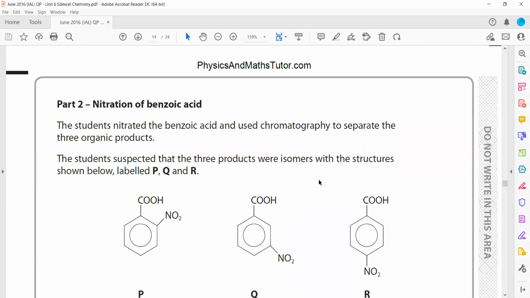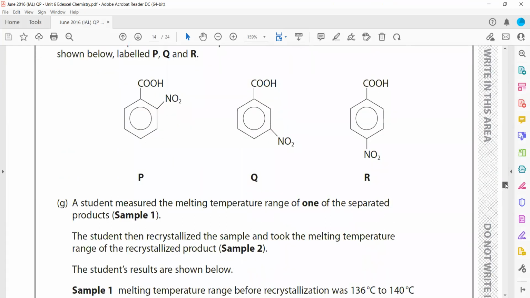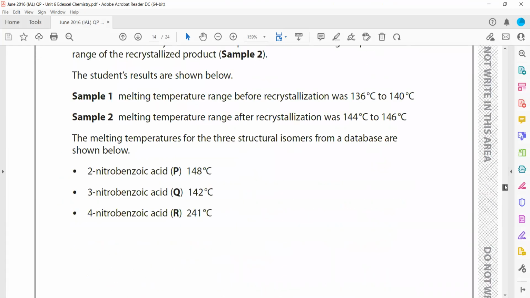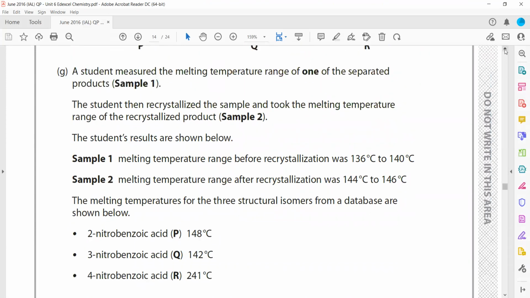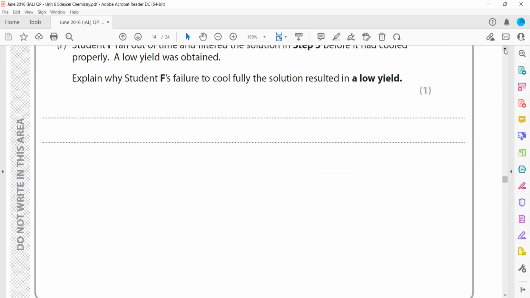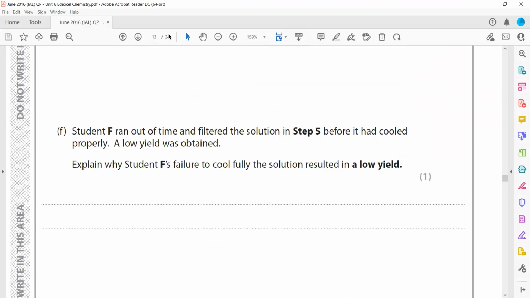Then part 2, nitration of benzoic acid is done. So we have benzoic acid and nitration is done. Part F means when a student is filtering off, because of lack of time, the student did not cool the solution.